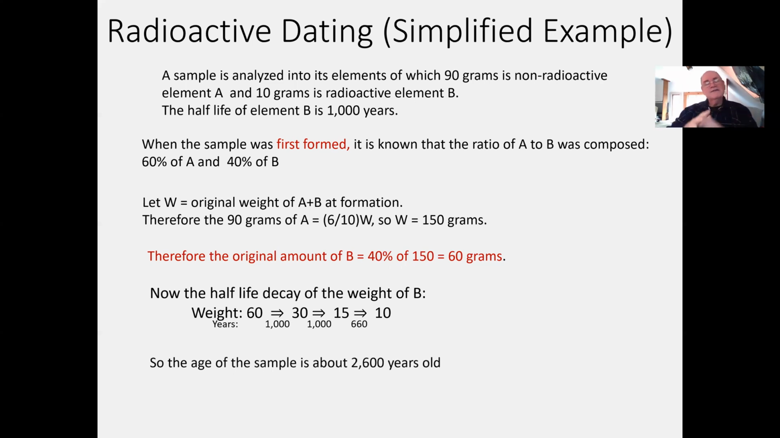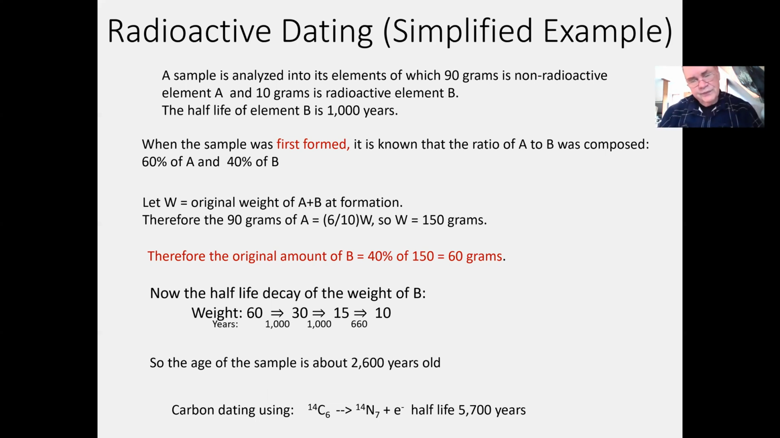Okay? This is the fundamental idea of radioactive dating. With real numbers, right? Carbon dating, we use radioactive carbon, carbon-14. It disintegrates into nitrogen-14 by giving off a beta particle, the electron. Notice the mass doesn't change, it stays at 14, but the actual electric charge goes up. It loses an electron, it loses a negative charge, and the positive charge goes up by 1. It has a half-life of 5,700 years.